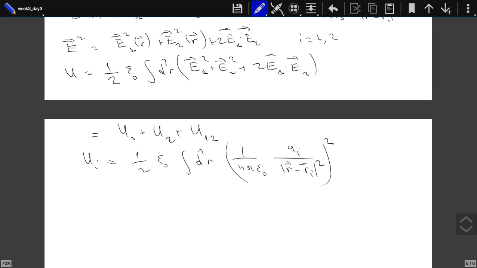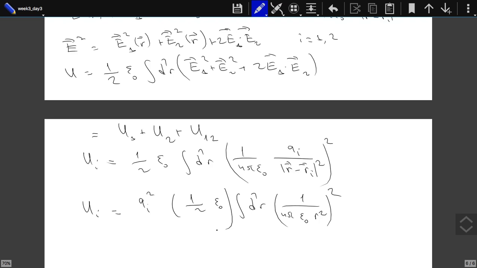Well, I can just make a change of variables in this r integration. I just shift r by ri so that I don't have that ri over here. So Ui is equal to Qi squared times 1 over 2 epsilon 0 integral d cubed r of 1 over 4 pi epsilon 0 r squared, squared. I just made a change of variable. I shifted my integration variable by Ri.